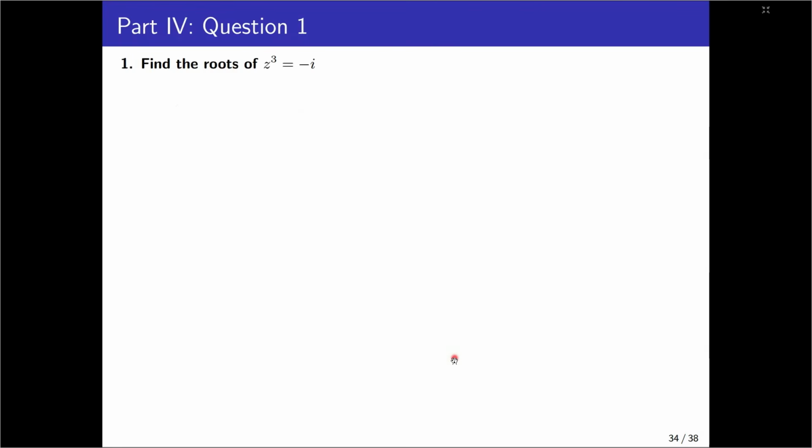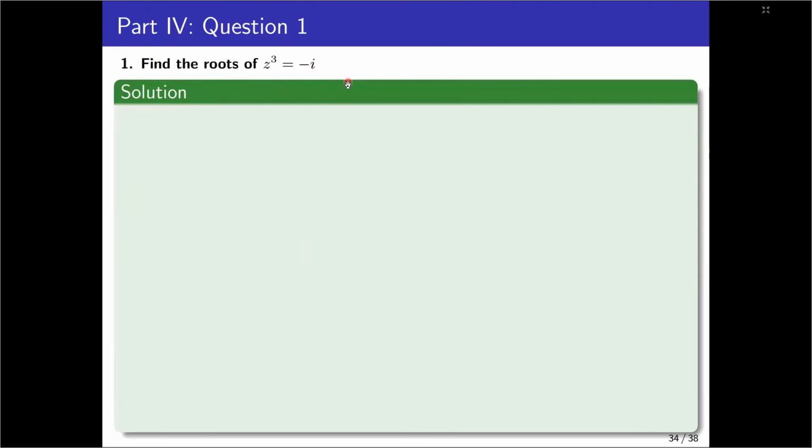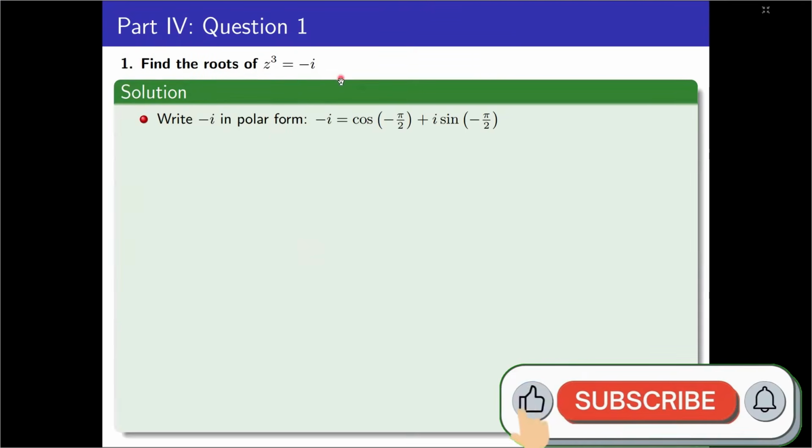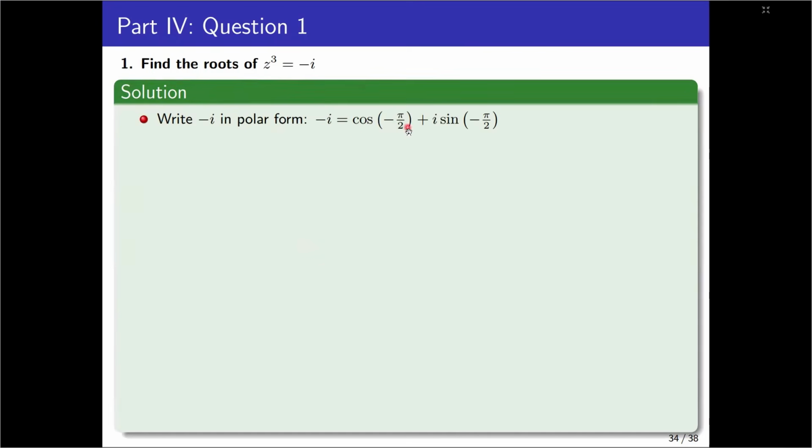Okay, the last question, that is question number 1, the last part. Find the roots of z cubed equals minus i. In order to find the roots of a complex number, we first have to write minus i in polar form. The polar form of minus i is cosine of negative pi over 2 plus i times sine of negative pi over 2, because the argument is minus pi over 2. Or, using Euler's form, minus i is e to the power of minus i times pi over 2.